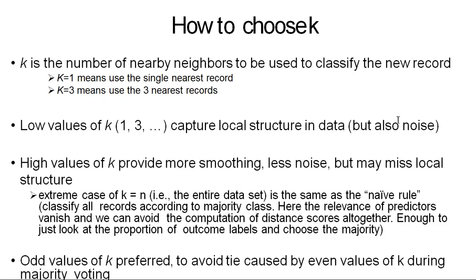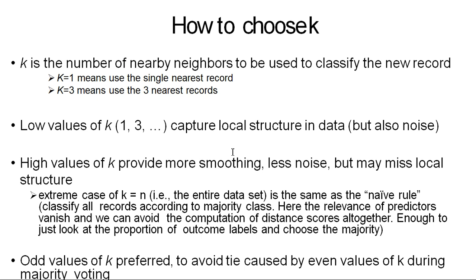Now choosing the value of k is also important, right? How will we choose the value of k? K is the number of nearby neighbors to be used to classify the new record. K equal to 1 means use the single nearest record. K equal to 3 means use 3 nearest records. So how should we choose the value of k? Should it be high, low or medium?